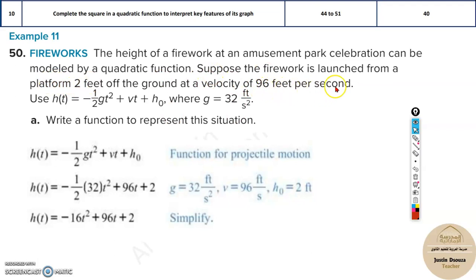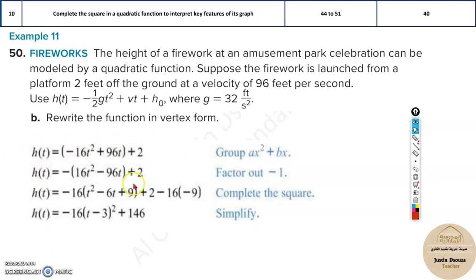Velocity is given as 96 feet per second. Use this function. This will be given in the question, where g is 32 feet per second squared. All the values are there. You need to represent this in an equation. So substitute the value. What is g? Put it over here. Negative half, g is 32, t squared. What is the velocity? Put over here. And lastly, the height. So just substitute all the values and simplify. 32 divided by 2 is 16, and the rest remains as it is. And everything is in terms of time. See, negative 16t squared plus 96t plus 2.